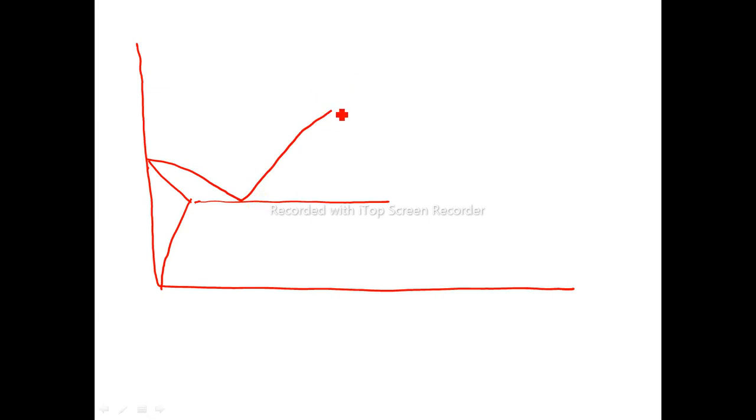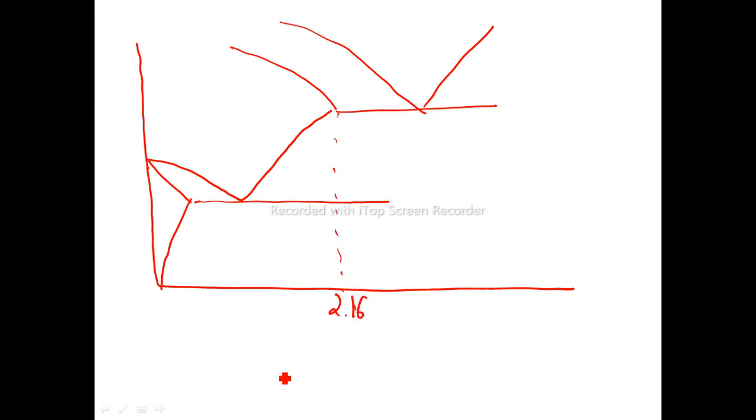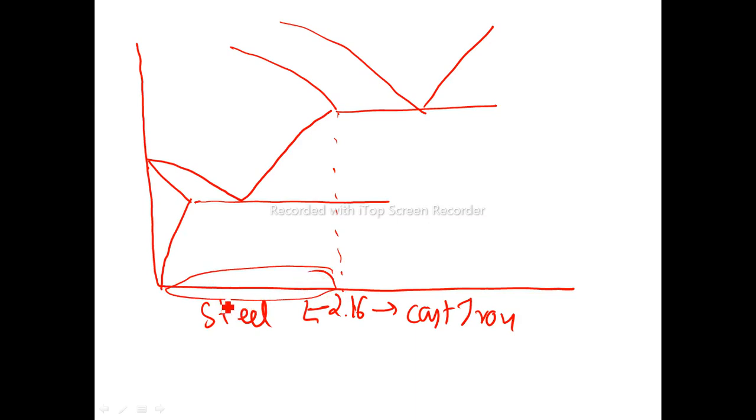Okay, this is 2.16. So below this one they are called steel, above this one they are called cast iron. This is the portion we are studying now, steel.